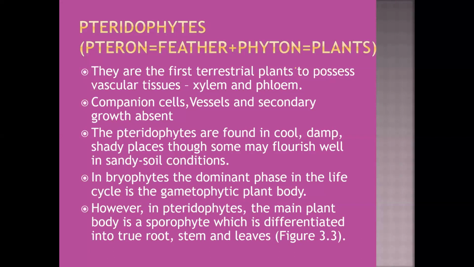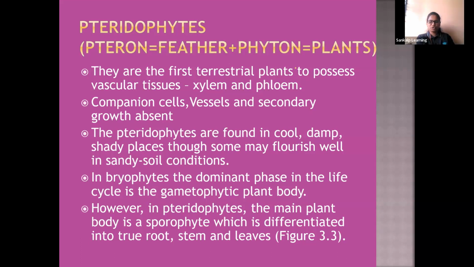Pteridophyta: pteron means feather, and phyton means plants. They are the first terrestrial plants to possess vascular tissues like xylem and phloem. Companion cells, vessels, and secondary growth are absent. The pteridophytes are found in cool, damp, shady places, though some may flourish well in sandy soil conditions. In bryophytes, the dominant phase in the life cycle is the gametophytic plant body. However, in pteridophytes, the main plant body is the sporophyte, which is differentiated into true root, stem, and leaves.